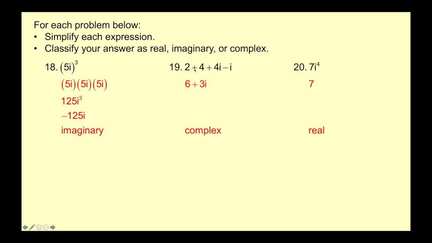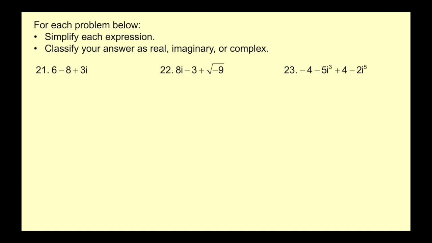For number 19, as I look to combine like terms here, I've got 2 and 4, which gives me 6. Then I've got 4i minus 1i, which is going to be 3i. And I can't do any other combining here. I do have a real part and an imaginary part, which makes this complex. And then for 20, as soon as I see that i to the fourth, I know that that's going to be a 1, so I just get 7 here. And because it's just a real number, it is just considered real. So try the next 3 examples on your own.